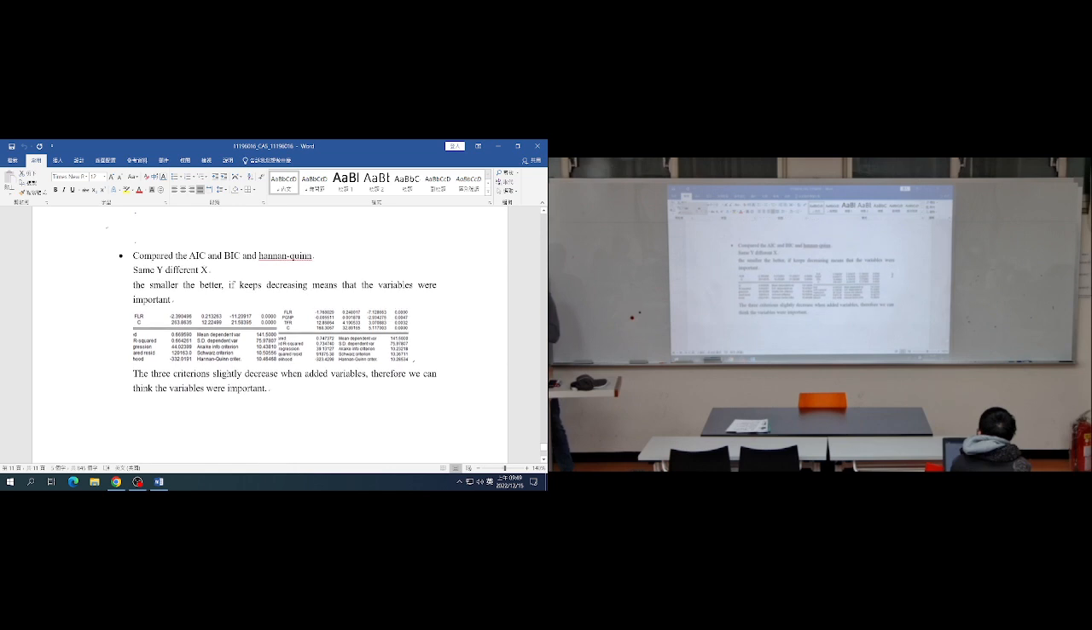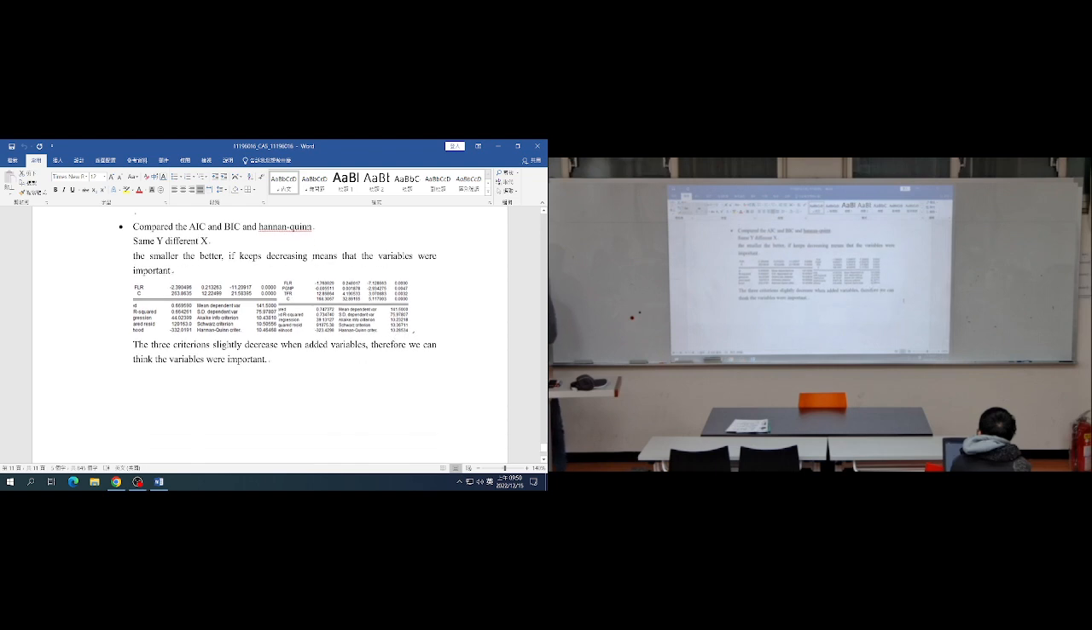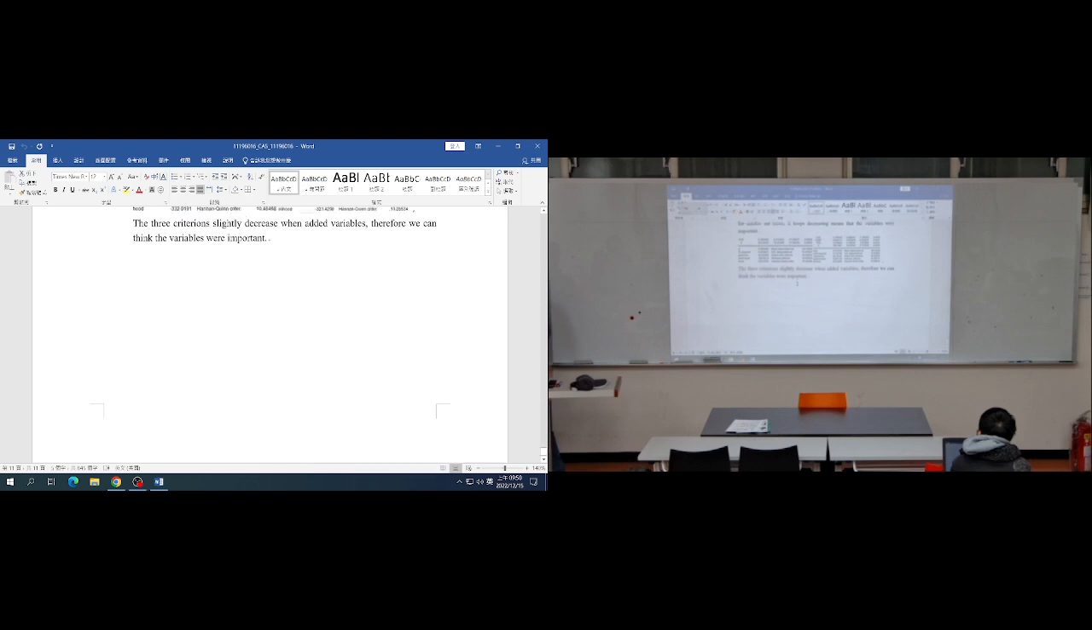And now we have the three criteria, AIC, Schwarz, and Hannan-Quinn, the three criteria that we've been talking about recently. So the smaller the better, and if they keep decreasing, it means that the variables added were important. And here you can see again, it's very slightly decreased, about 0.2 points for each criterion. It's not a very impressive result, but still it decreases. So let's conclude that, therefore, we can think the variables were important.